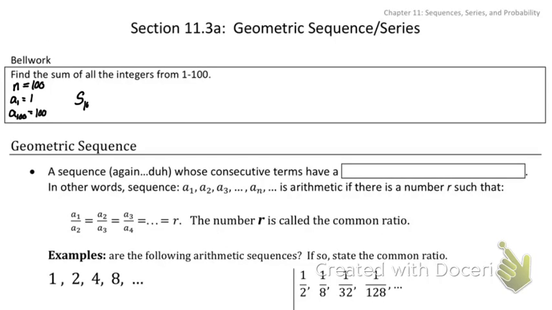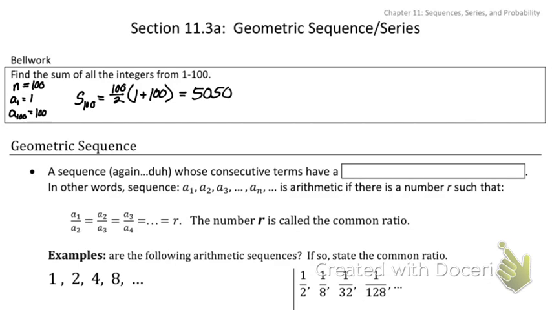The sum is going to be the total terms, 100 divided by 2, times my first term plus my last term, which is going to equal 50 times 101. So 5,050. All right, make sure you know how to do that. Should be one of the easiest things on the test when I ask for the sum of an arithmetic sequence.